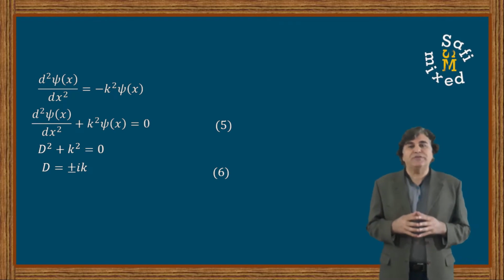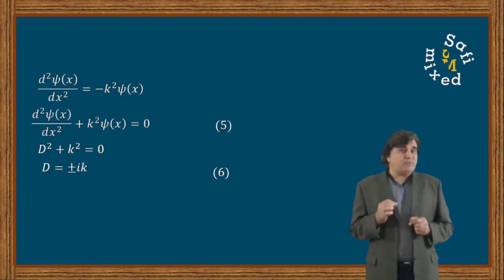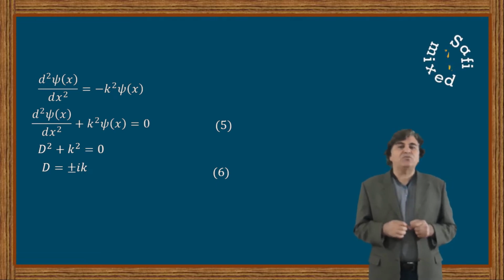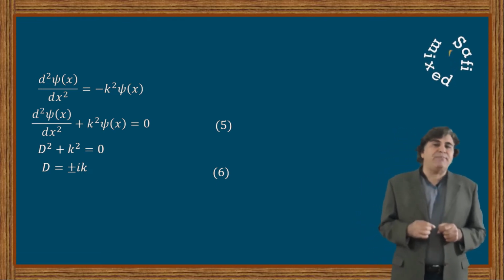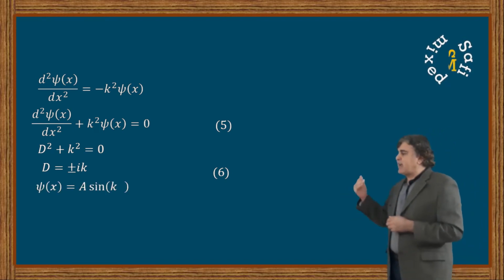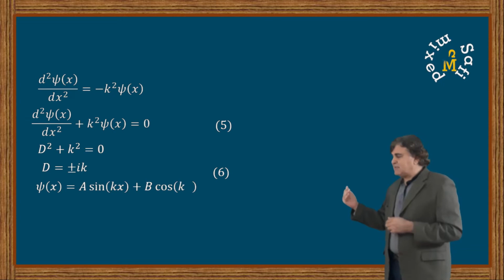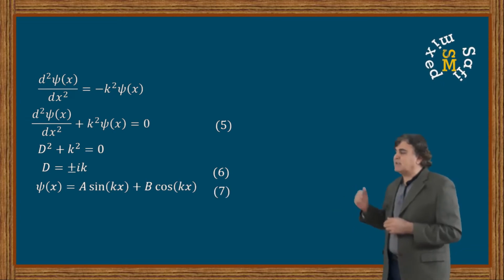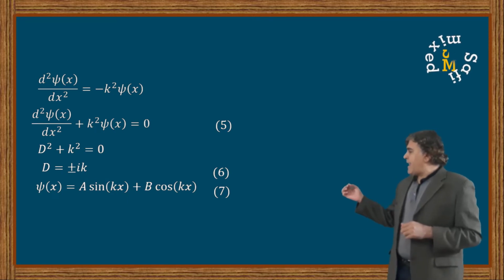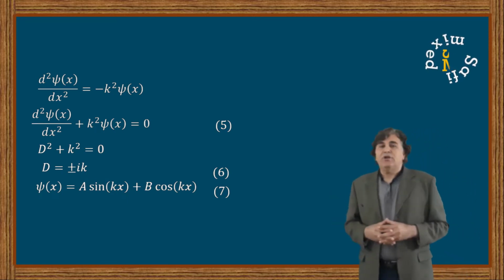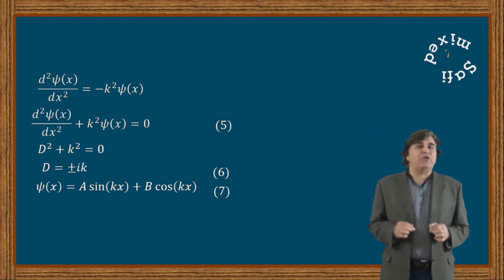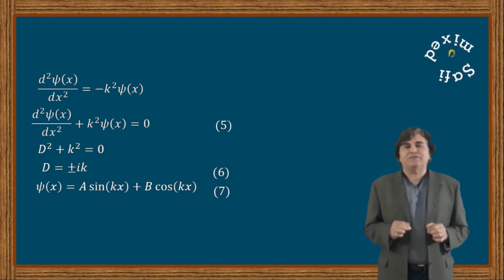possible solutions. If instead of an exponential solution, we go for the sinusoidal solution of each root, then the general solution can be written in the form psi of x equals a times sine of k times x plus b times cos of k times x, where in the present form a and b are two arbitrary constants whose values can be determined from the boundary conditions.